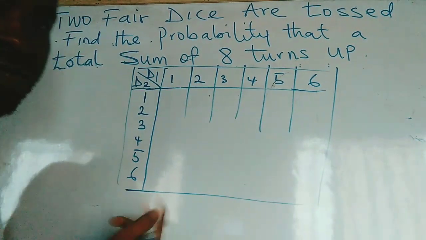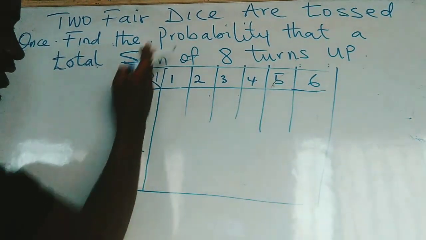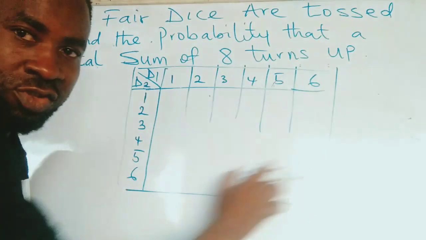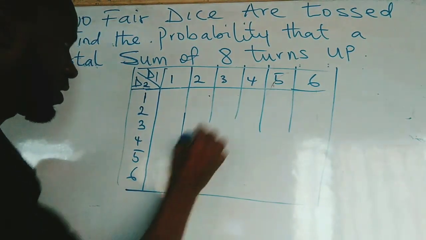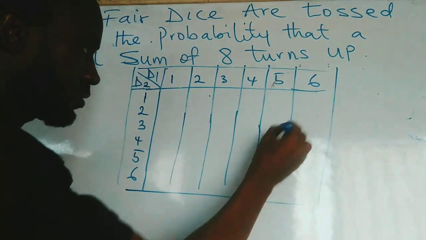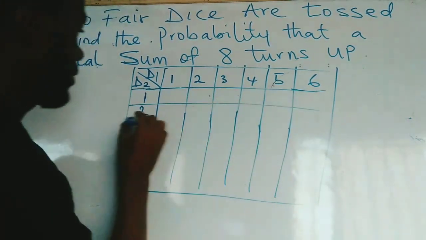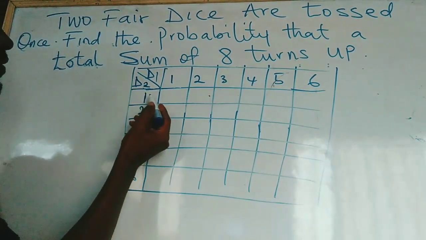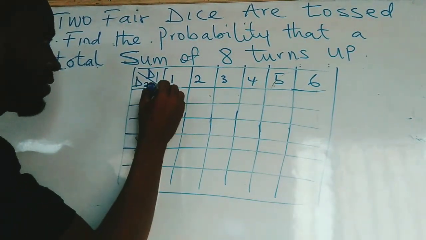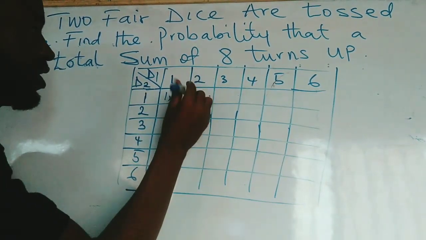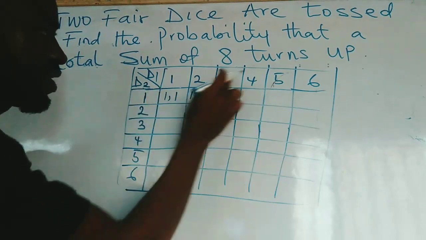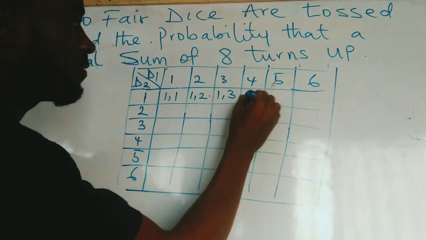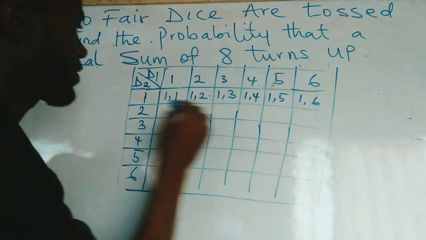When this D1 and this D2 interact, that will give us the total outcome here. So let's see their interaction. If this one and this one interact, we're having 1, 1. If this interacts with this, we have 1, 2. This interacts with this, we have 1, 3. You get the idea now. So let's fill them up. 1, 4, 1, 5, 1, 6.